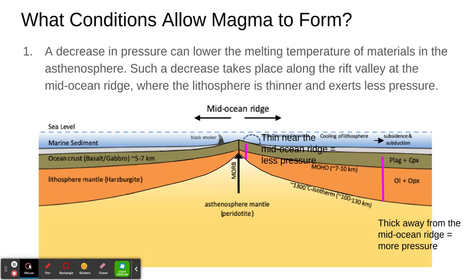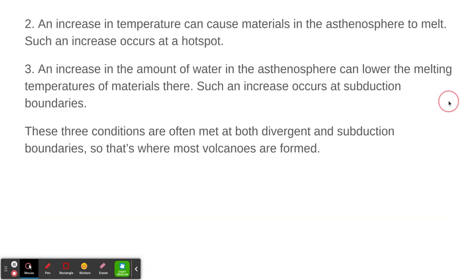Such a decrease happens if you've got a rift valley. There's less material exerting pressure on the underlying mantle. As a result, that underlying mantle is more likely to melt. Away from a mid ocean ridge, there's more pressure on the underlying mantle. More pressure means that the material is much less likely to melt. So, decreasing pressure can allow magma to form.